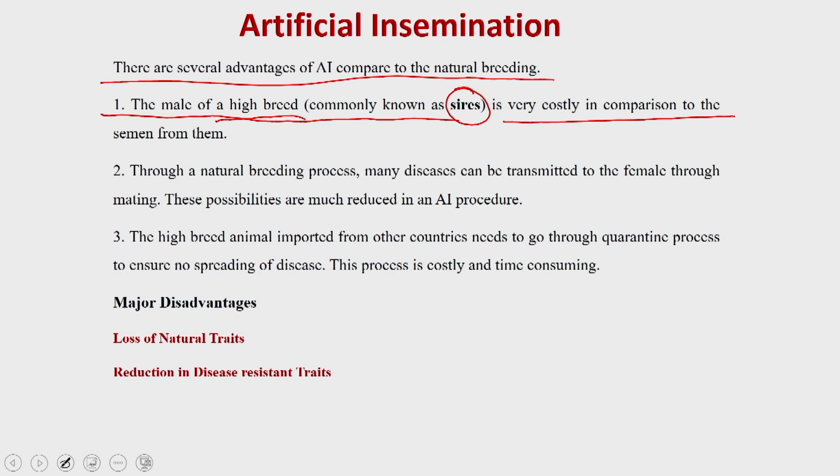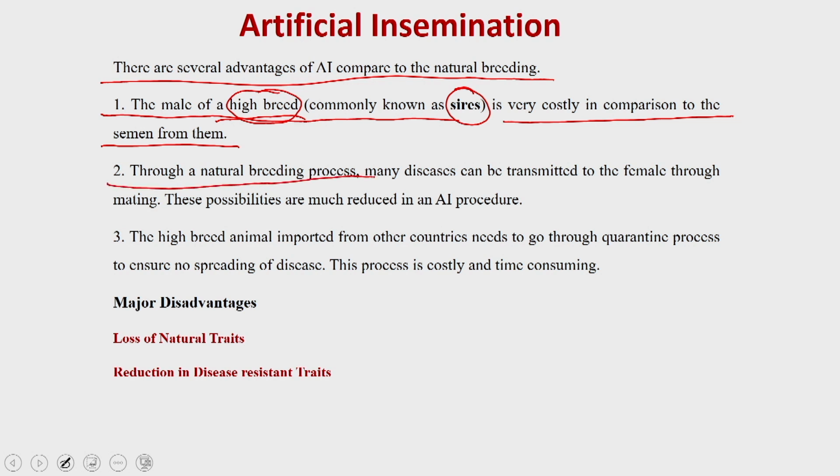If you would like to buy the animal from the same breed, it is going to be very costly. Compared to that, you can buy a vial of semen from the same breed, and that is going to be cheaper. So, if you use the semen, you are able to perform artificial insemination, and that is how you are going to get similar breeds even in this procedure.